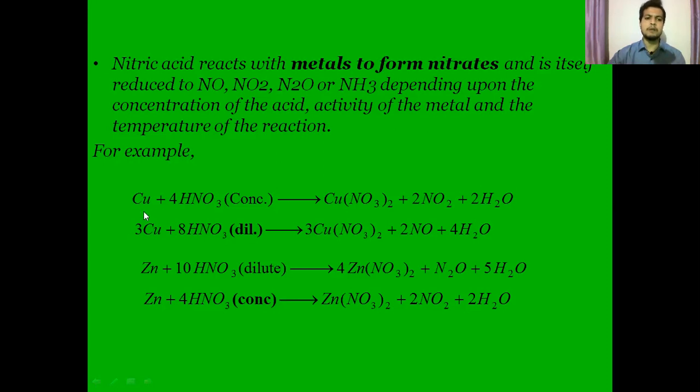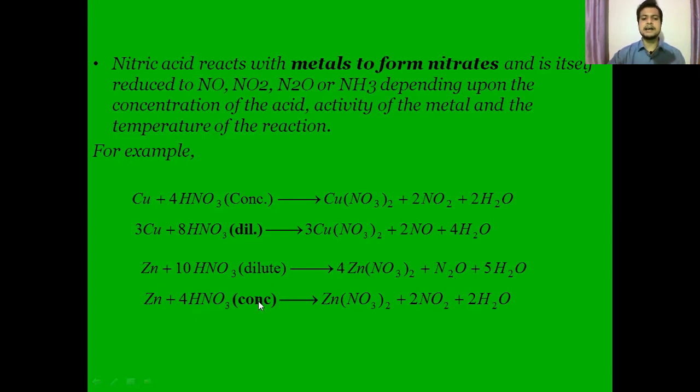The same thing when copper reacts with dilute nitric acid, it gives you copper nitrate, no doubt, but the side product, now since the concentration is changing, it gives you nitric oxide. Same way when zinc reacts with dilute nitric acid, it gives you zinc nitrate, that is the metal nitrate. The side product which you get is nitrous oxide.